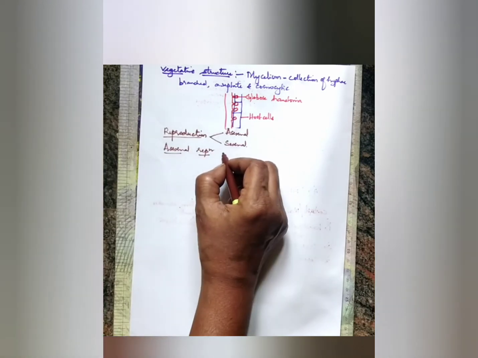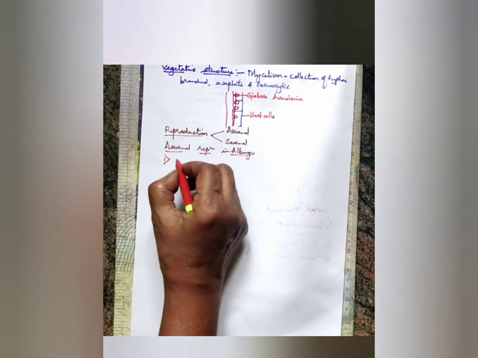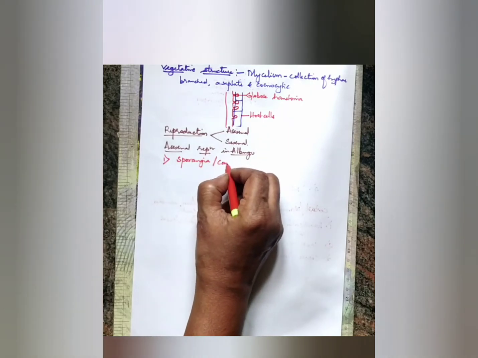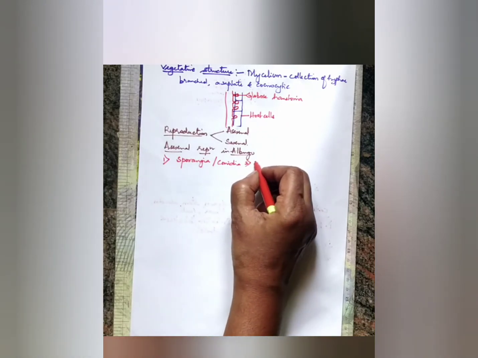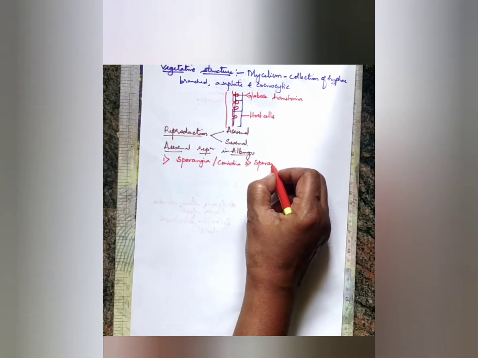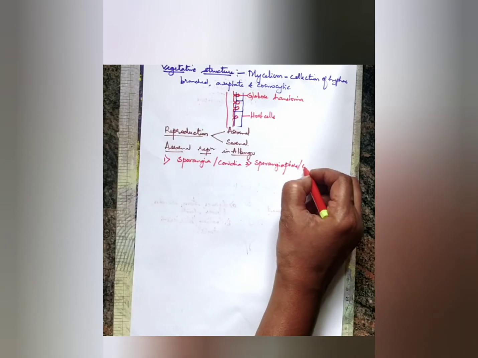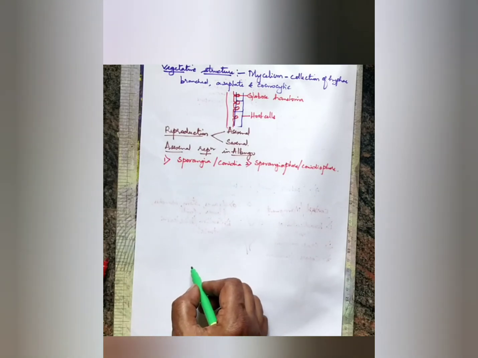Asexual reproduction in Albugo. It reproduces asexually by the formation of sporangia, or it is also called conidia. These sporangia or conidia are born on a special hyphae which is called sporangiophore, or it is also called conidiophore. So let us study this reproduction with the help of a very simple diagram.